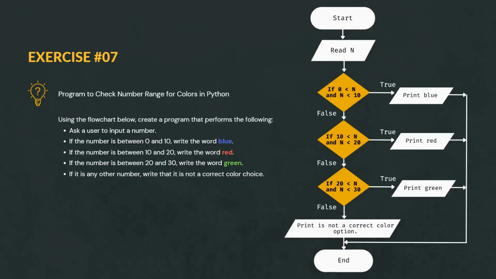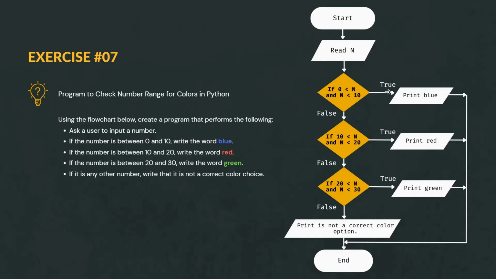In today's exercise, we are going to write a very colorful program. We'll build a program that checks a number you enter and tells whether it's blue, red, green, or just not a valid option. Sounds cool, right? Let's jump in. But before coding, let's look at this flowchart.